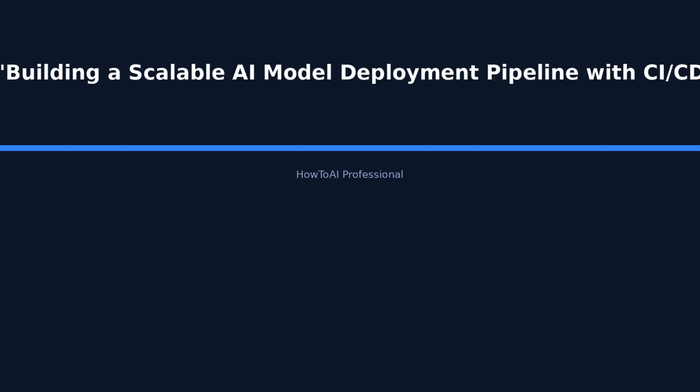Conclusion. In conclusion, building a scalable AI model deployment pipeline with CI/CD is a multifaceted process that requires careful planning and execution. By understanding the components of the pipeline, implementing best practices, and leveraging the right tools, you can streamline your workflow and deliver high-quality, production-ready AI systems.